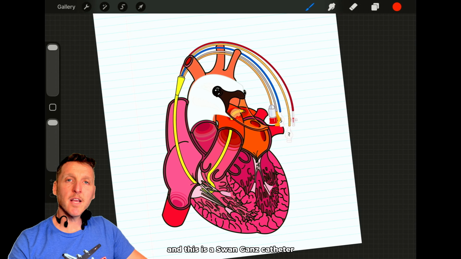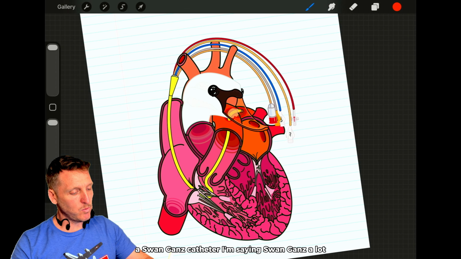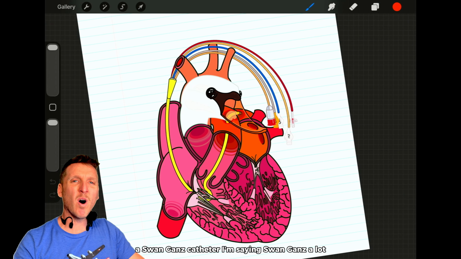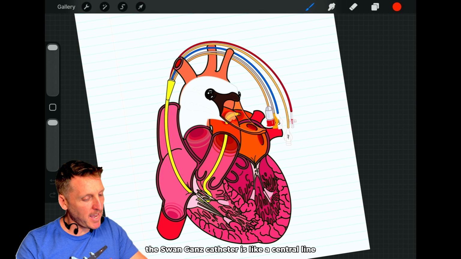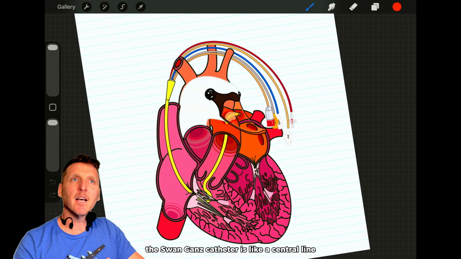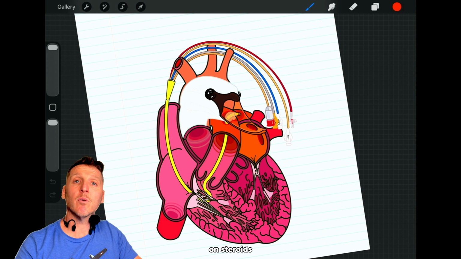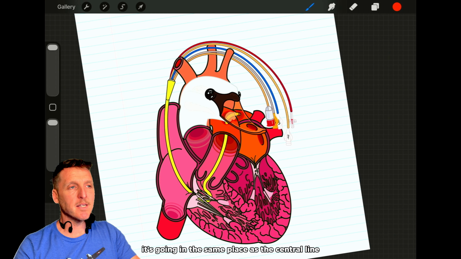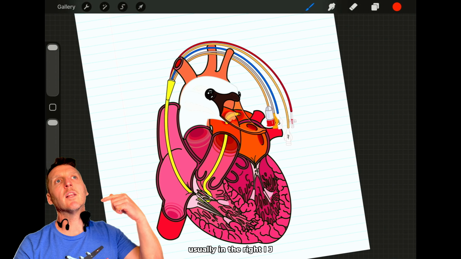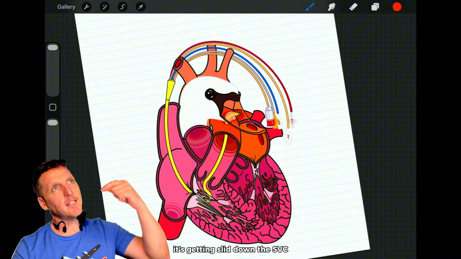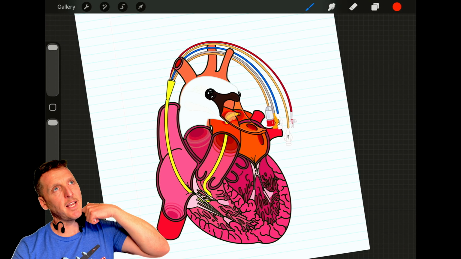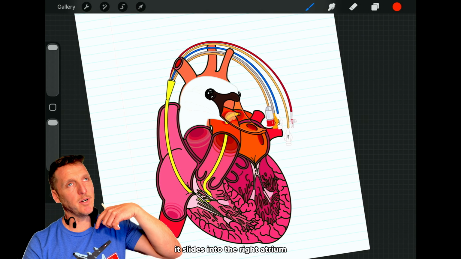And this is a Swan-Ganz catheter. I'm saying Swan-Ganz a lot, aren't I? Yeah, I am. The Swan-Ganz catheter is like a central line on steroids. It's going in the same place as the central line, usually in the right IJ. It's getting slid down the SVC. It slides into the right atrium, right there.